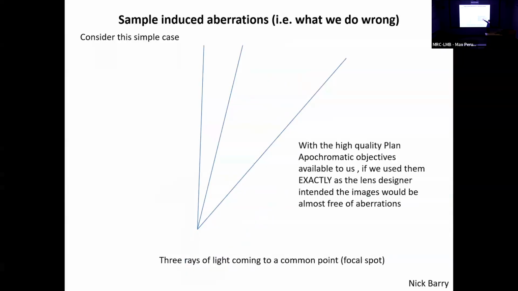But just as an aside, we get very high quality plan-achromatic objectives with our microscopes. So if we use them exactly as the lens designer intended, the images would almost be completely free of aberrations. This would be the case, but we often don't use them quite right.